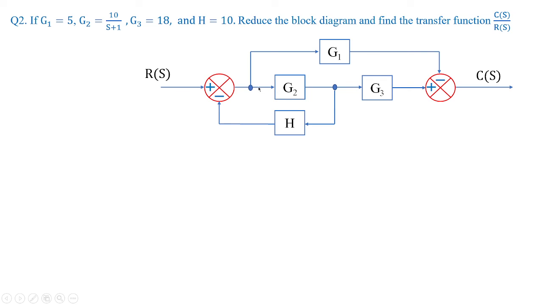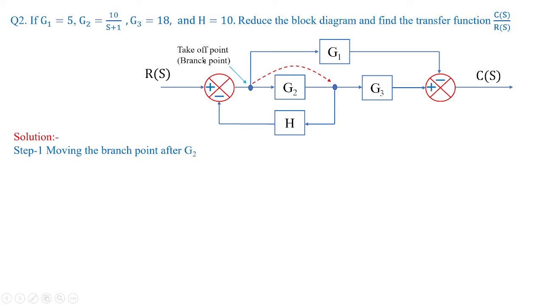Before that, we need to shift the branch point from before G2 to after G2, then that would be giving you the final answer, I guess. Okay, so let us move this branch point after G2. So you have this branch point here. This branch point or takeoff point, we have to move from left to right.